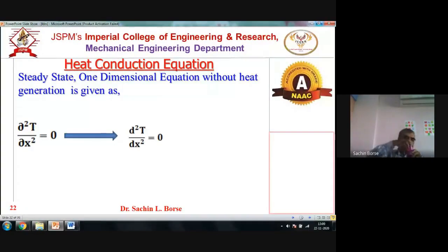Suppose I want to convert that equation into the steady one-dimensional equation without heat generation. That is the Laplace equation, only in one direction. Then it will become del square T by del x square, because del square T by del y square and del square T by del z square are 0. So it will become del square T by del x square equals 0. But as it is one-dimensional, the independent parameter is not more than 1. So it will become d square T by dx square equals 0. Because there is only one independent parameter, it becomes an exact differential equation. I'll move to the next slide.